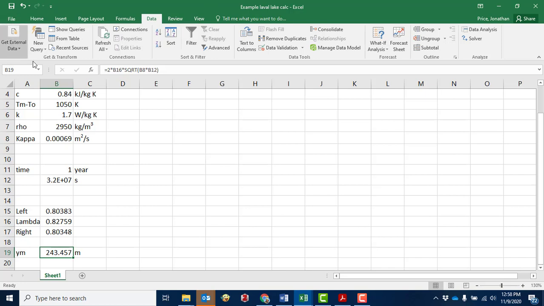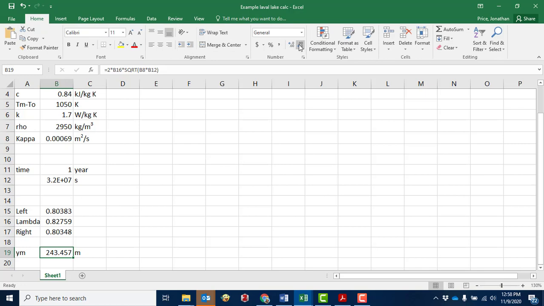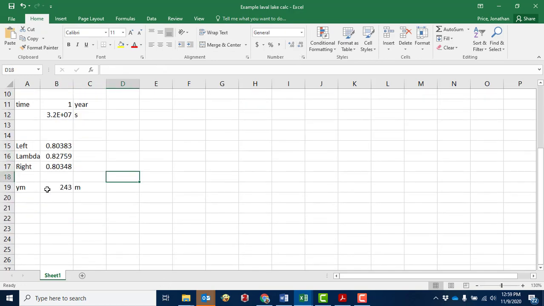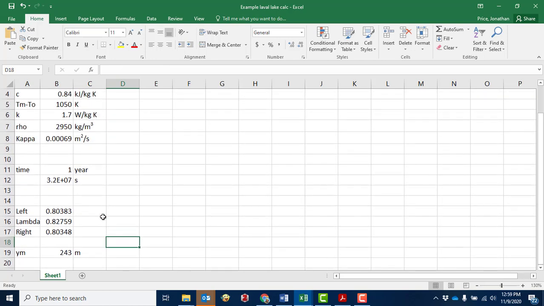243 is as good of an answer as I can get, because even though I sort of let everything go here, we've been dealing with 3 significant digits at most for any part of this. So going back to home, I'm just going to truncate that down, make it 243. So 243 meters is our thickness. You can, of course, change things if you decided, well, I'd rather see what happens after 2 years. Well, the spreadsheet's already set up for that. It becomes 344 meters. You could even make a plot of these things if you wanted to.